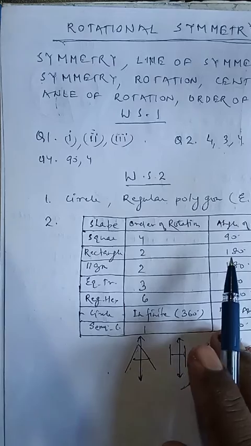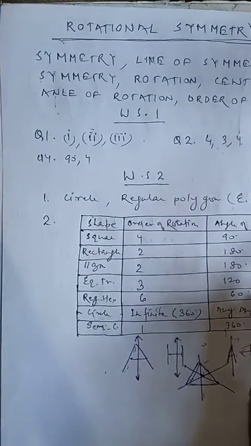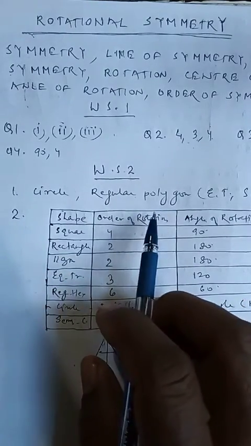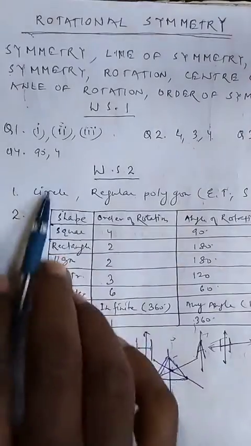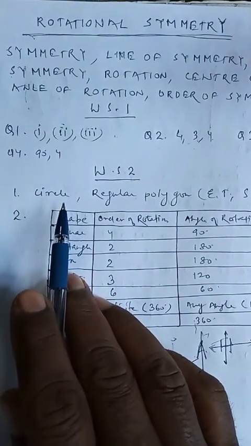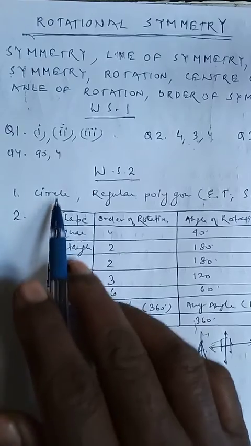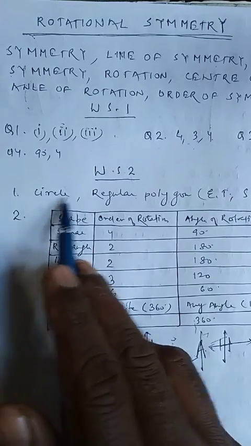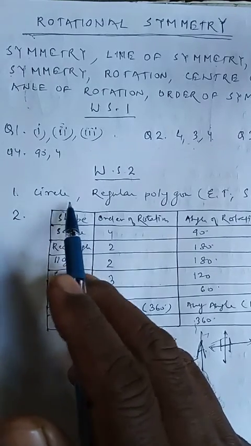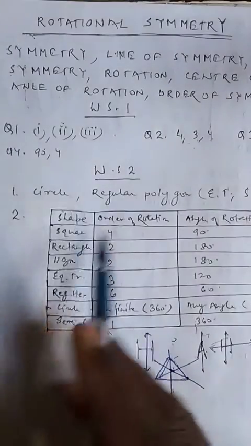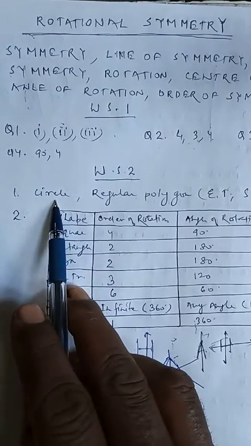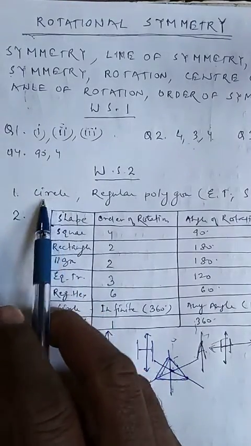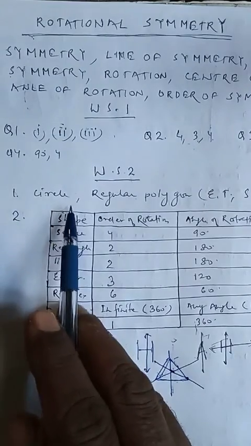Now in worksheet 2, question number 1, we have to find the two figures which have both line symmetry and rotational symmetry. A circle is a figure which has both line symmetry and rotational symmetry. Every angle is considered an angle of rotation because every angle gives the same figure. Similarly, its order is infinite. A circle has infinite order and every angle is an angle of rotation.